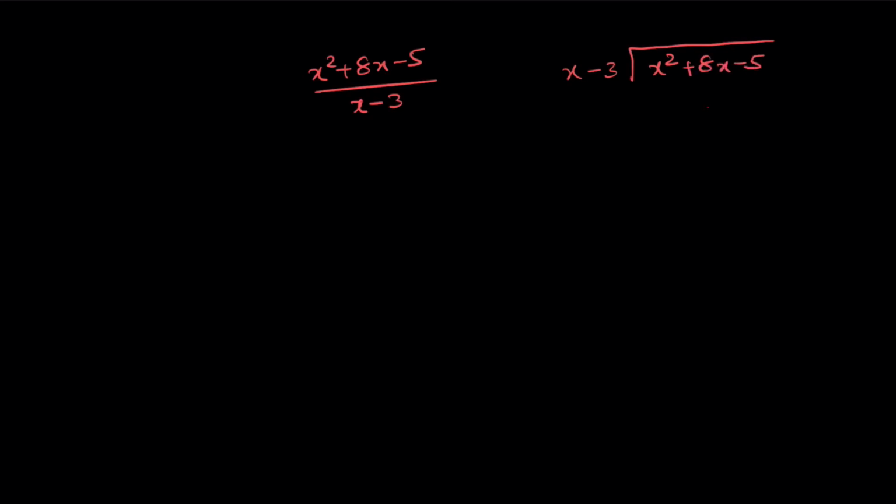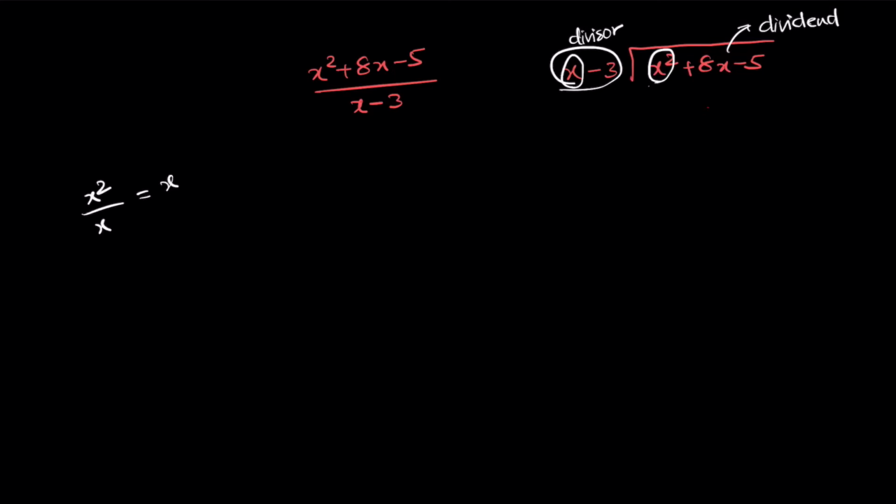Now we have to find out the first term. So take the first term in both of them and divide. Divide the main dividend by the divisor. This here is called the divisor, and this here is called the dividend. So divide the dividend term by the divisor, and that value becomes x here.